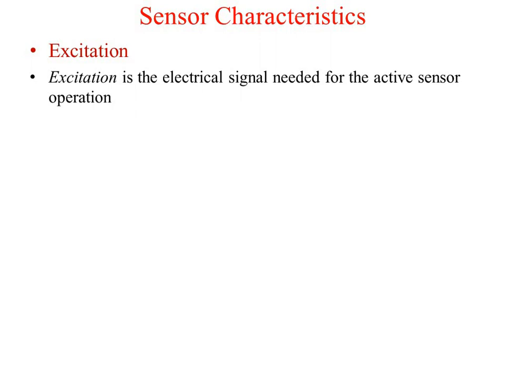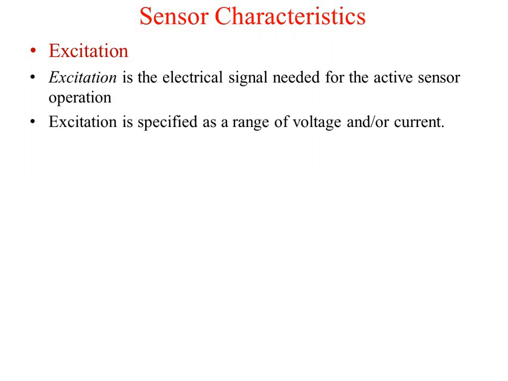Now we have already studied the classification as active and passive sensor. Now what is the excitation? That means how much voltage you need to apply to the active sensor. That also should be known. So it will be described in terms of voltage and or current.